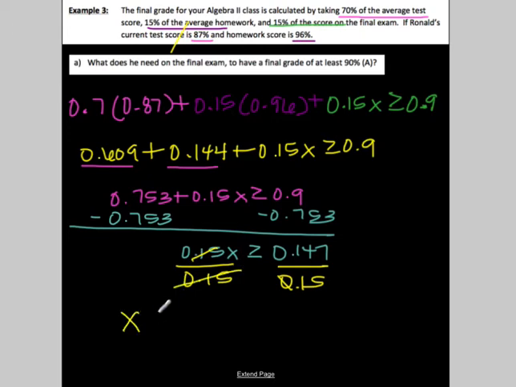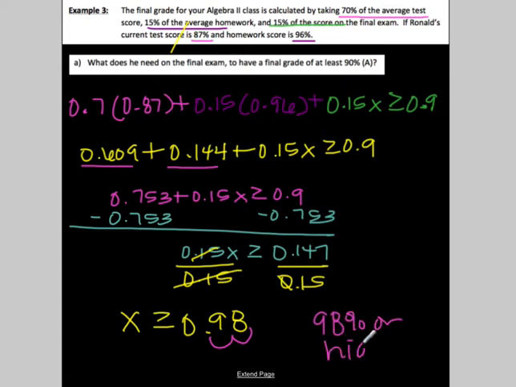So x is greater than or equal to, if you do this on your calculator, you get 0.98. Okay, well, it has to be greater than or equal to 0.98. Well, what that really means is 0.98, if I move it over 2, it means that it's a 98% or higher. So if Ronald wants to get a 96%, he has to get a 98% or higher on his final exam. The next one we're going to look at is still Ronald's problem.